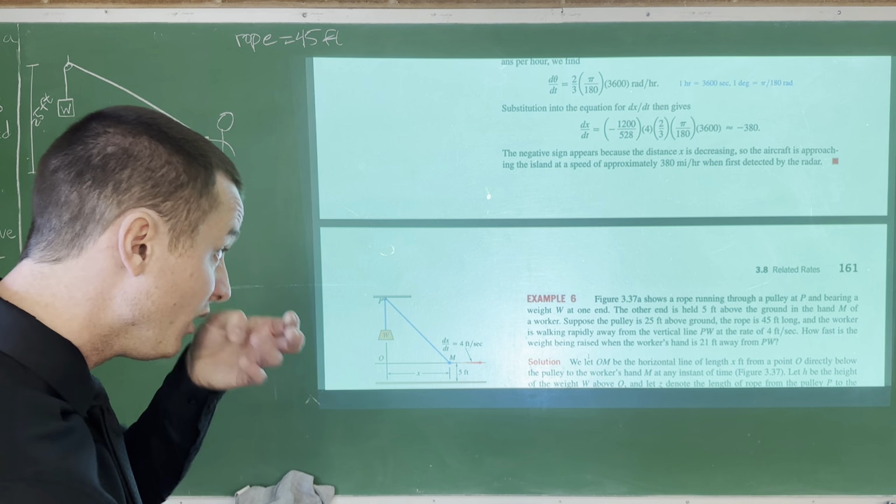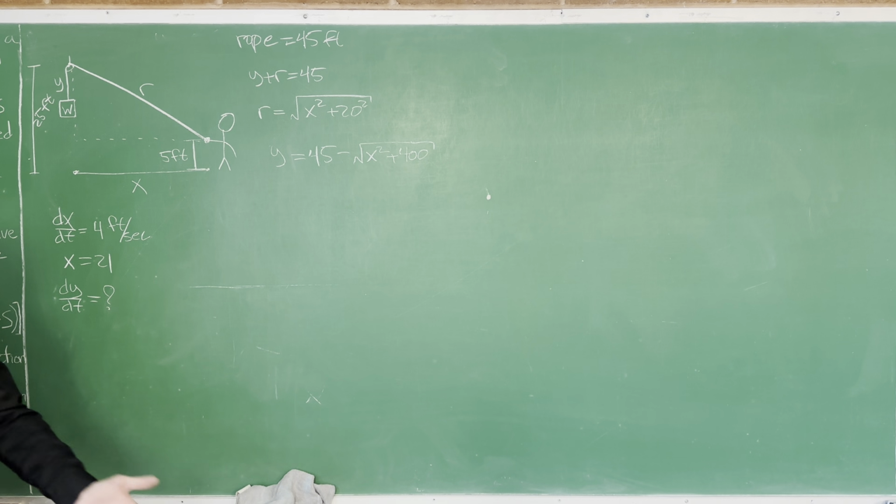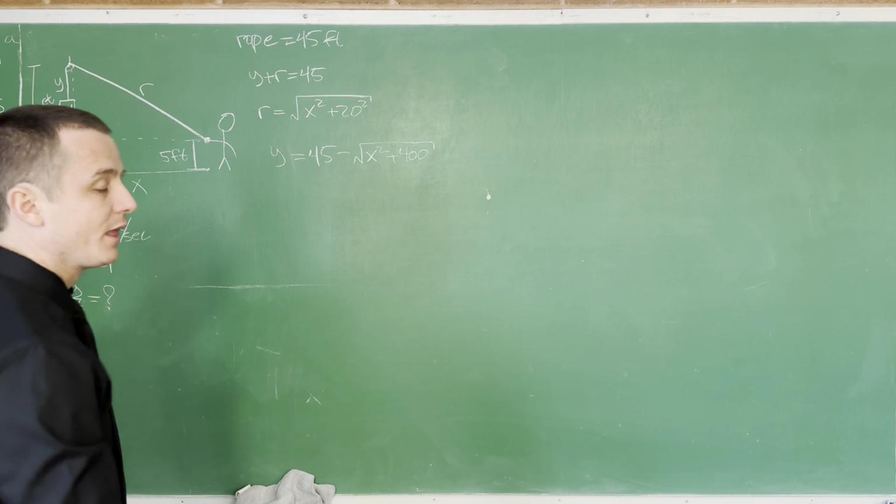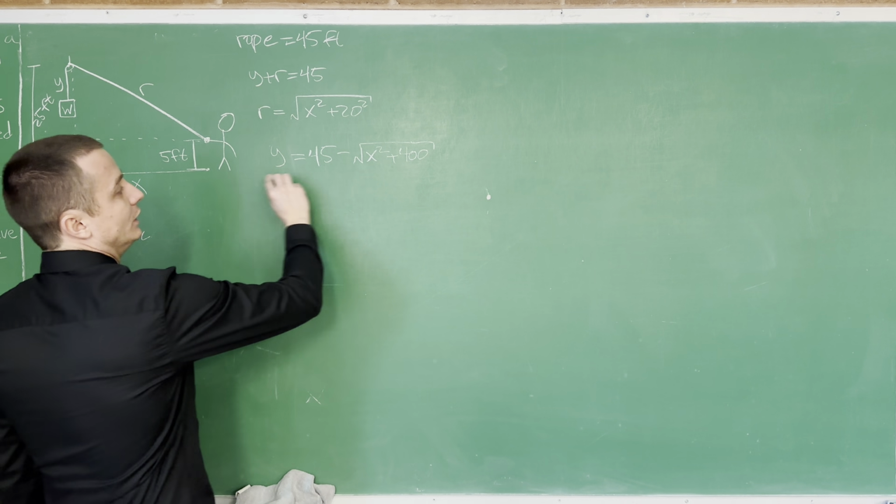Now, dy dt. Question: is our dy dt going to be a positive number or a negative number? dy dt is the change in height, the change in y. Is this length of rope getting bigger or smaller? Smaller. So we expect our dy dt to come out as a negative number. If it's getting smaller, then it's decreasing over time. That's a negative rate of change. So we expect this number to come out negative.